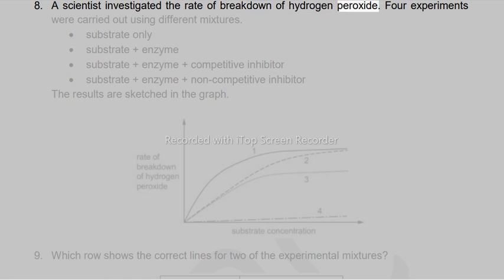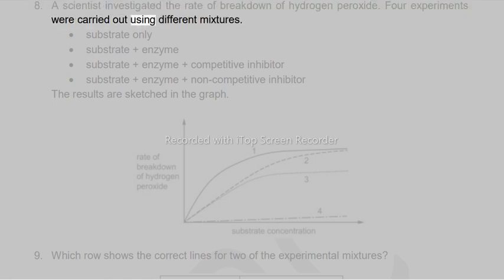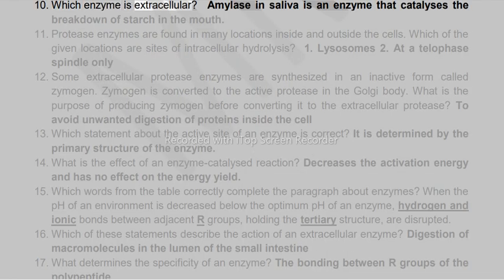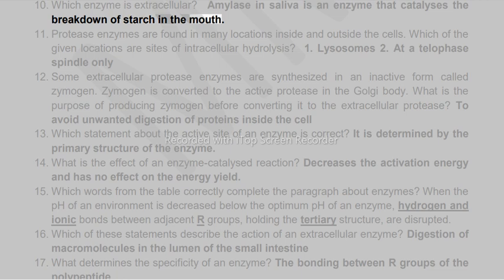8. A scientist investigated the rate of breakdown of hydrogen peroxide. 4 experiments were carried out using different mixtures. Substrate only, substrate plus enzyme, substrate plus enzyme plus competitive inhibitor, substrate plus enzyme plus non-competitive inhibitor. The results are sketched in the graph. 9. Which row shows the correct lines for two of the experimental mixtures? 10. Which enzyme is extracellular? Amylase in saliva is an enzyme that catalyzes the breakdown of starch in the mouth.